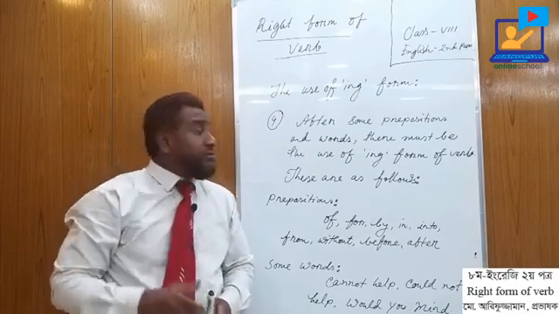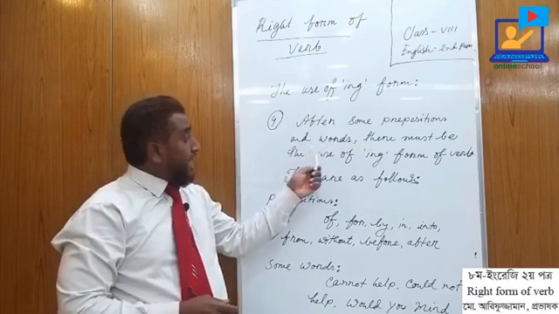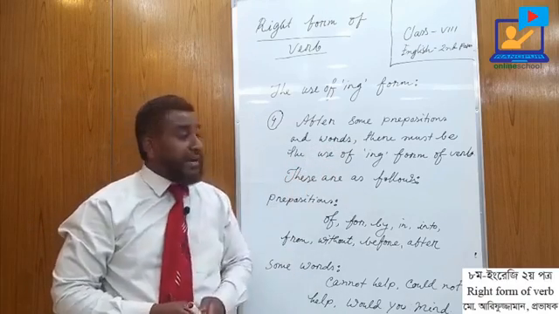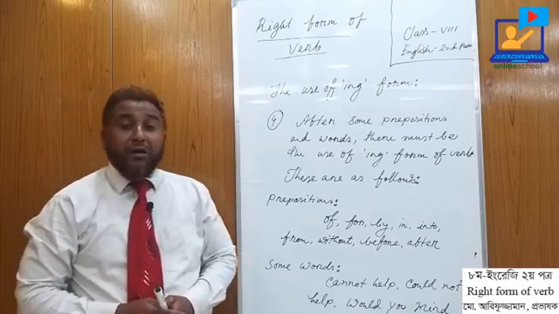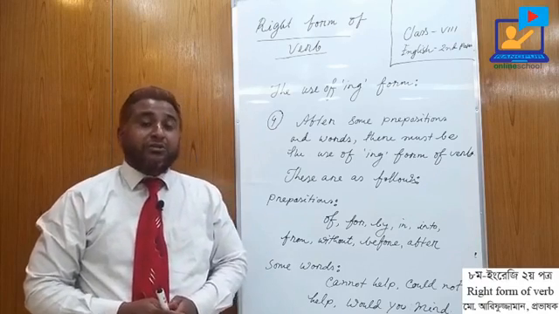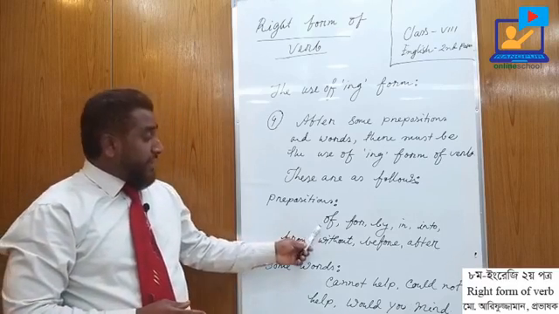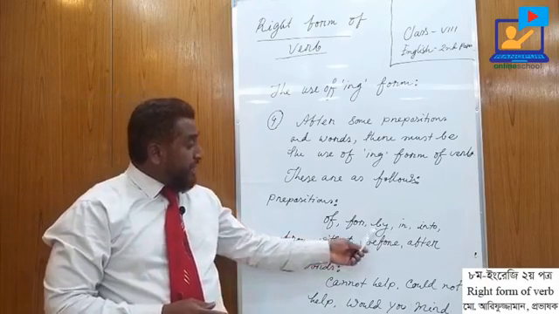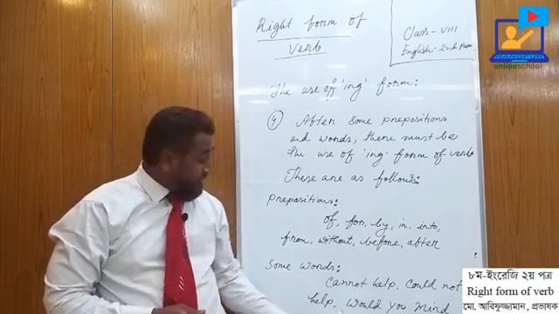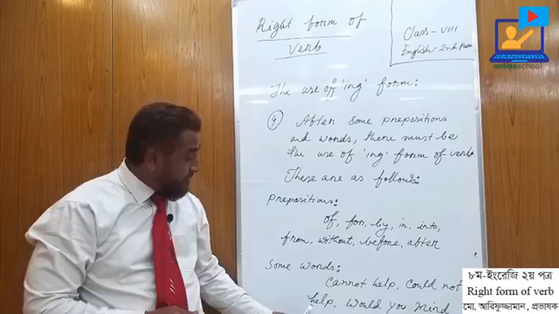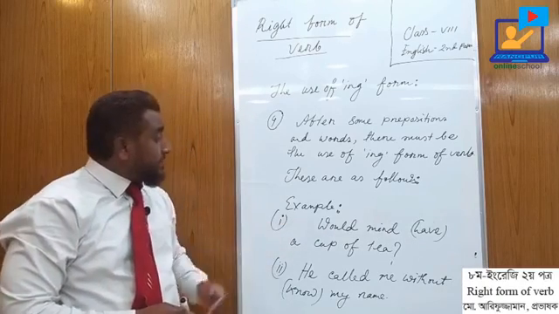Now we come to rule number 4. After some prepositions and words, there must be the use of the ing form of verbs. You have learned this in your previous classes. Prepositions are followed by the ing form of a verb, like of, for, by, in, into, from, without, before, after. And some expressions: cannot help, could not help, would you mind. We can give some examples.